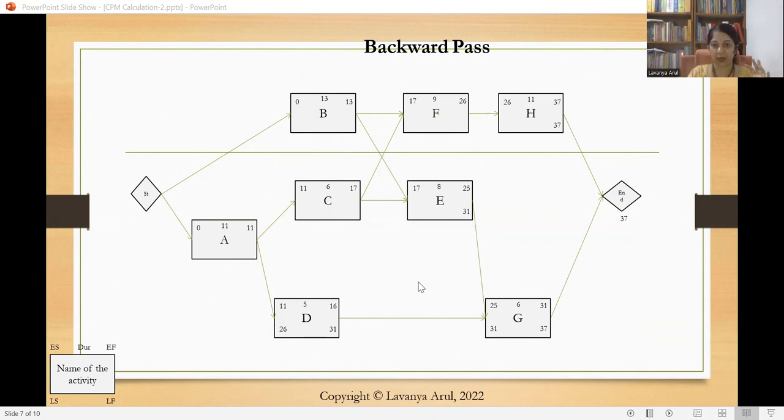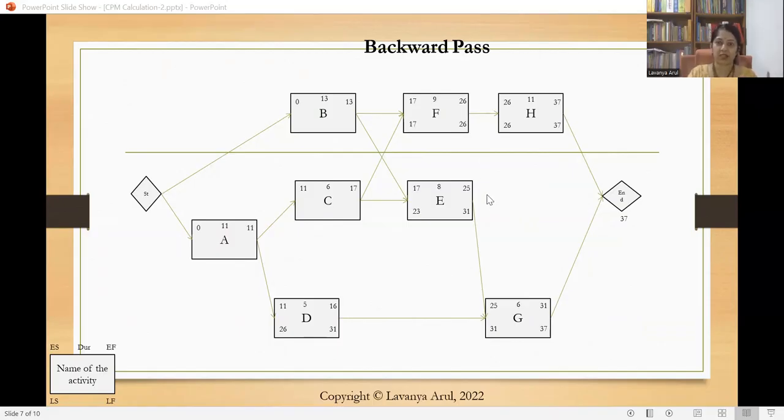Right, now we can't work out A until we finish C. So in order for that, we need to go back to H. When you look at E, 31 minus 8 is 23, right? Now I'm going back to H. 37 minus 11 is 26, and 26 goes in for F as a late finish. So 26 minus 9 will be 17.